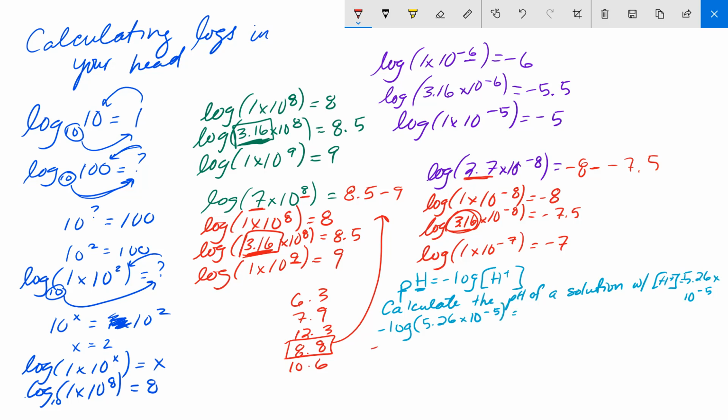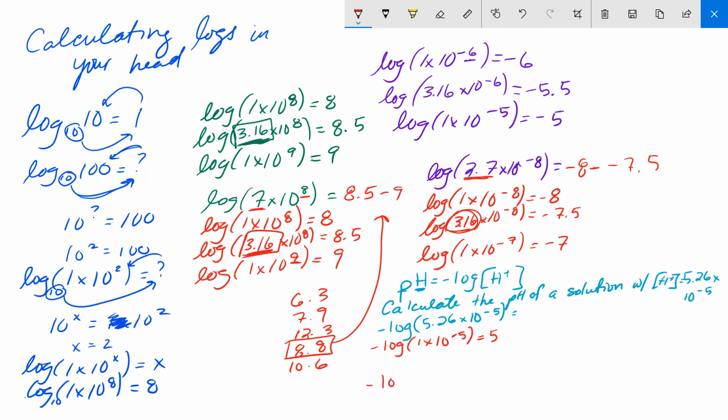We go through the same steps we have before by saying, what if it was the negative log of 1 times 10 to the negative 5th? That would be equal to 5. Notice it's no longer negative 5 as it was in previous examples because we're now multiplying the final result by a negative 1. So if we just took the log of 1 times 10 to the negative 5th, it would be negative 5. But we're taking the negative log of 1 times 10 to the negative 5th, giving us 5.